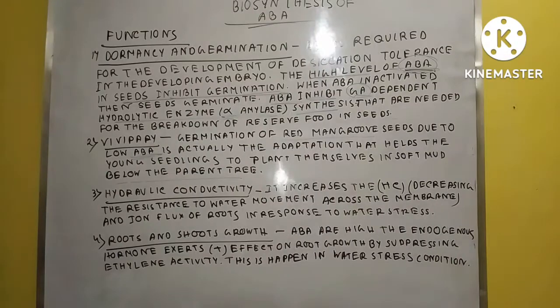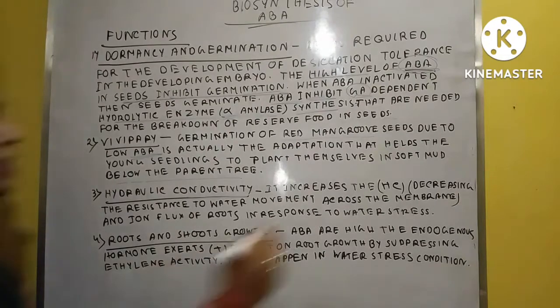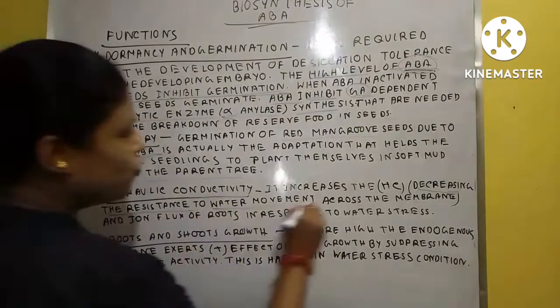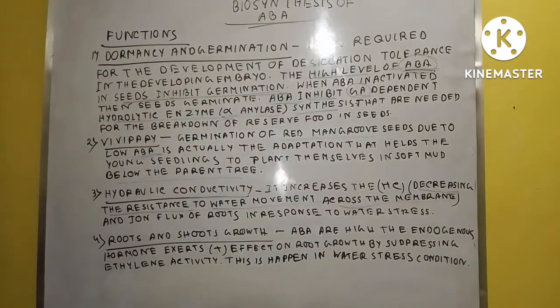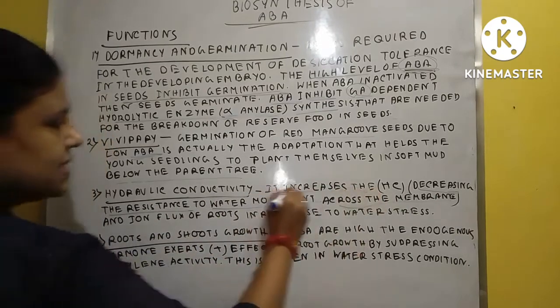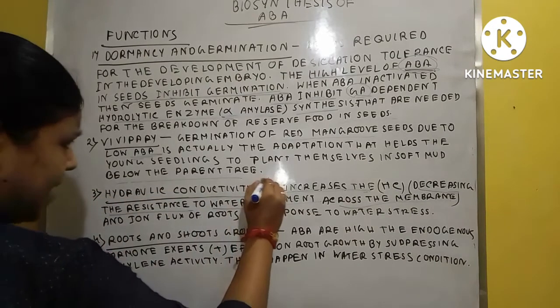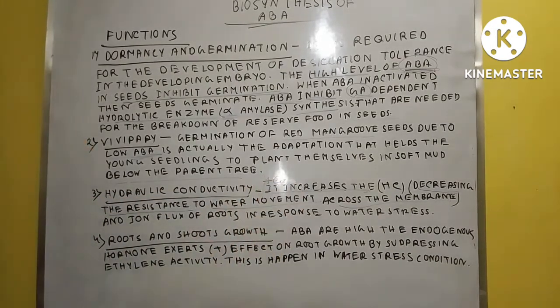The third one is hydraulic conductivity. What is hydraulic conductivity? Hydraulic conductivity means the decreasing resistance to water movement across the membrane. Hydraulic conductivity is actually the decreasing of the resistance to water movement across the membrane. So this increases the HC, or the hydraulic conductivity. It is ABA that increases the hydraulic conductivity of the plant's body.